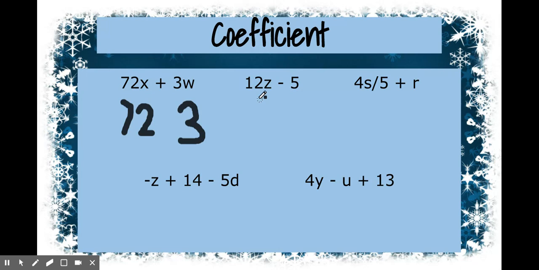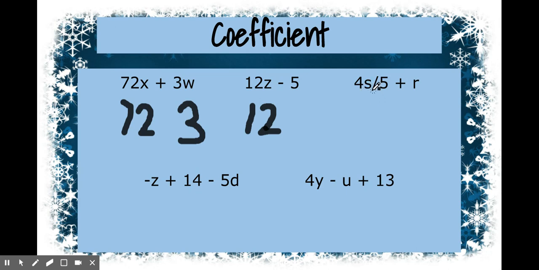I move on to my next one, and I have 12z minus 5. The 12 and the z are right next to each other, which tells me this means 12 times z. And I know a coefficient is a number multiplied by a variable. So 12 is a coefficient. Here I have a minus 5. This 5 is not being multiplied by a variable, which means it is not a coefficient.